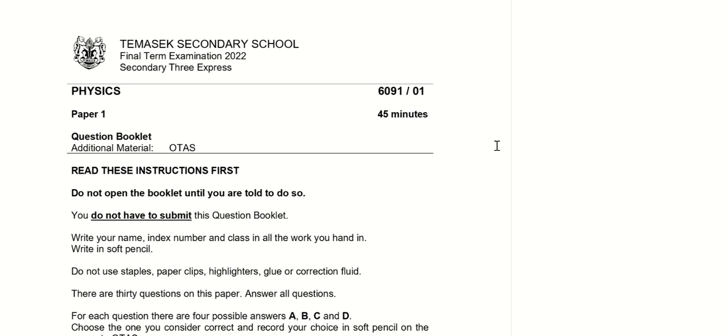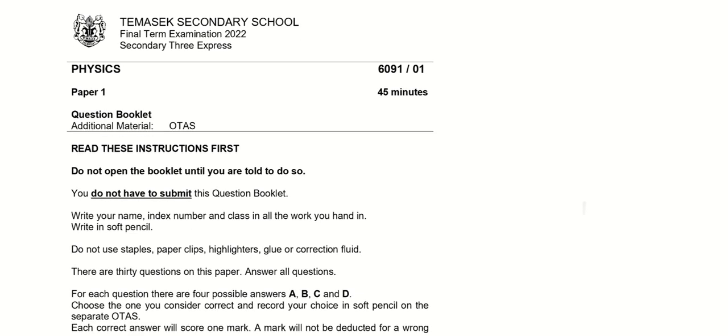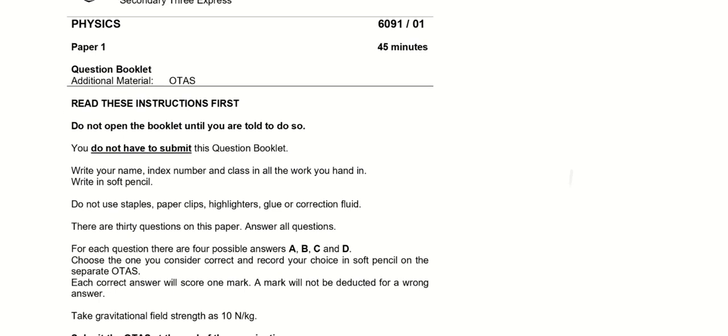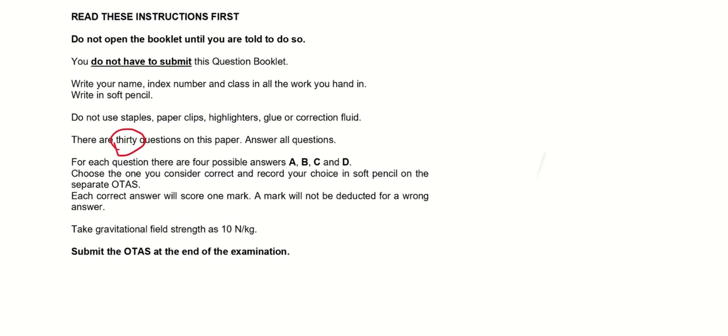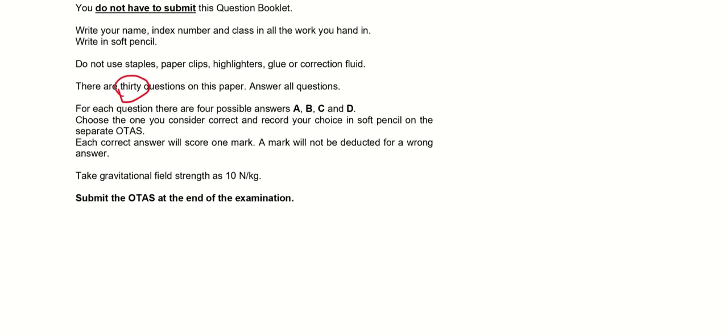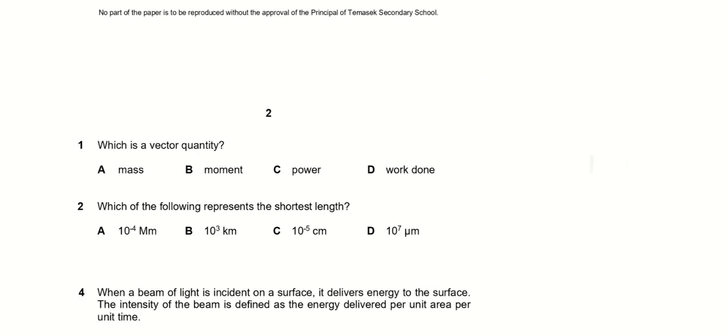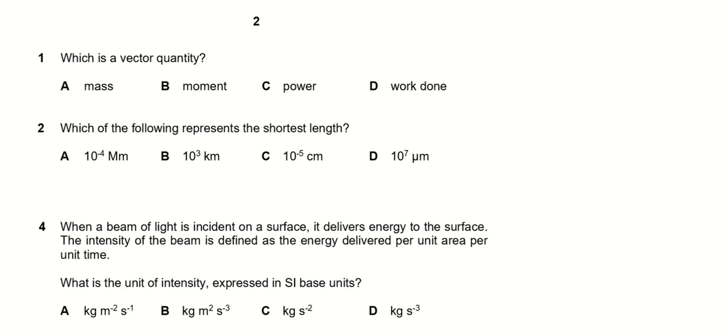Okay, for this video, we'll be going through our Temasek Secondary School paper, final term exam 2022, paper 1. Although this question paper that we uploaded says that there are 30 questions, because some of the questions are not really in our syllabus for this year, you'll only be seeing 21 questions. So the first question, which of these is a vector quantity?